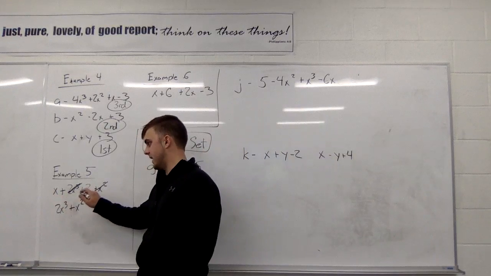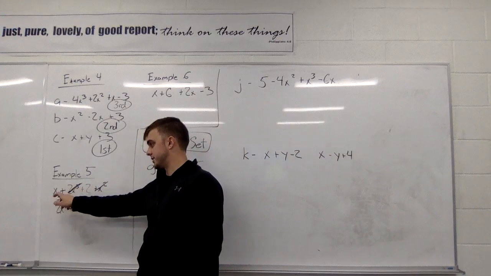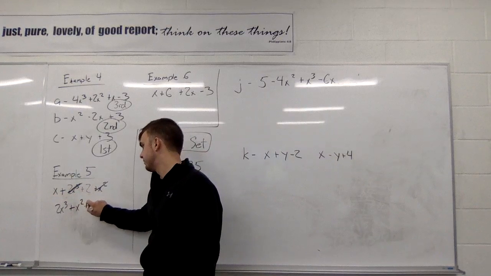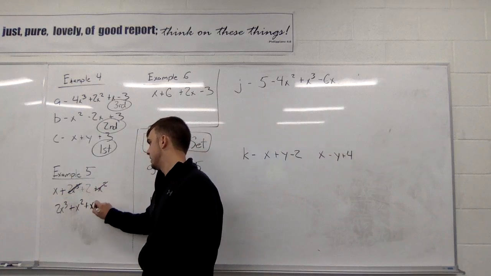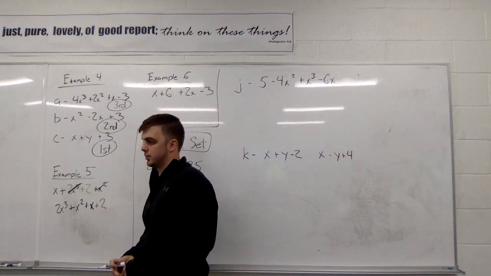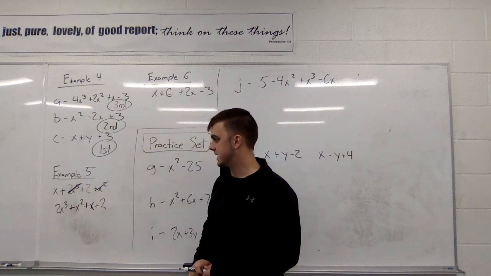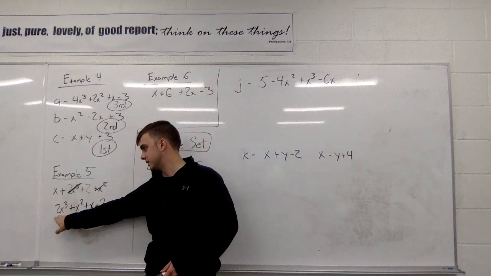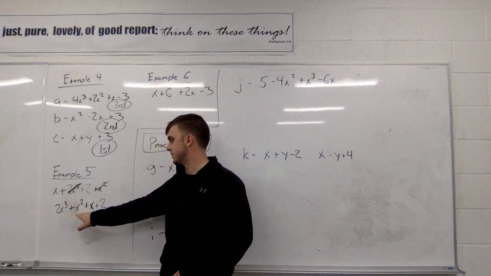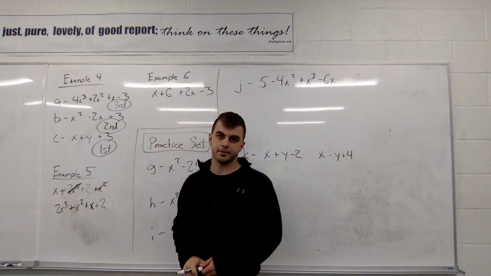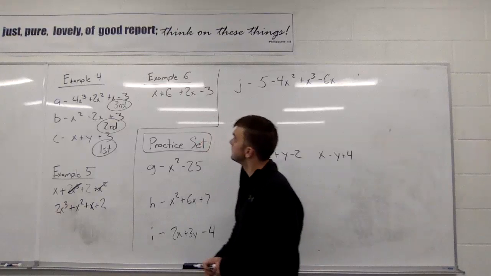So you put an x. Is the x positive or negative? Well, there's no negative sign, so it's understood to be positive, plus x, and then plus 2. So arranging it in descending order, starting with highest going lowest, you have 2x cubed plus x squared plus x plus 2. Going to get you to do that a couple times.